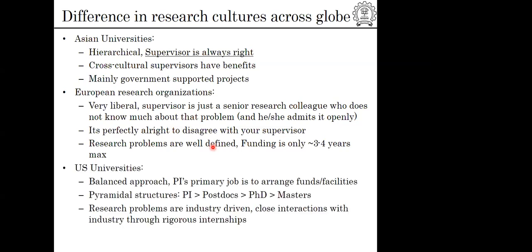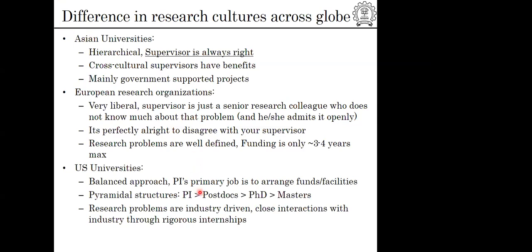Now if you look at the US, it is a balanced approach, because you will find a lot of supervisors with students from Asia. As you know, India, China, Korea and Taiwan, these 4 countries basically have the bulk of the international students here.